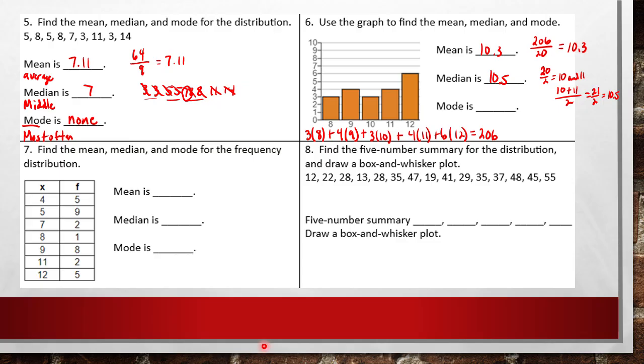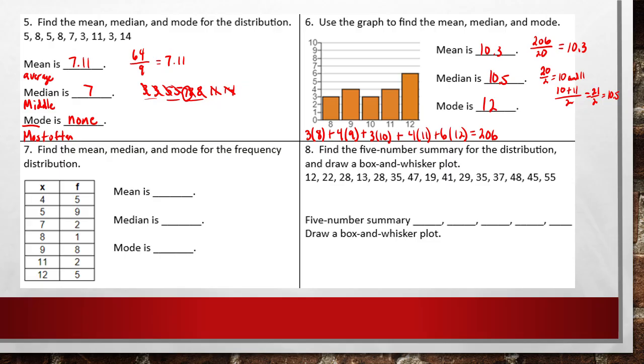Okay, when they're in bar graphs, it's super easy to find your mode because you're just looking for which one is the tallest bar. Okay, so the 12 is my mode. Remember, it's not how high your bar is, but the number on the bottom. So that is the 12.